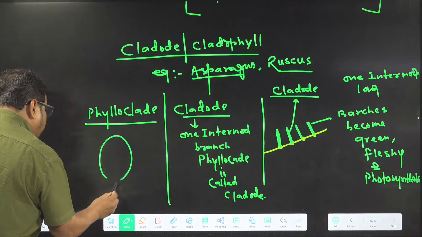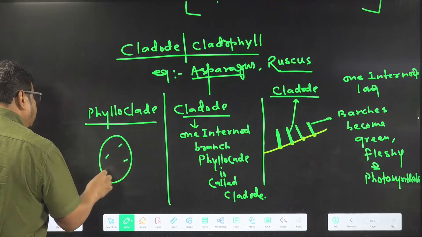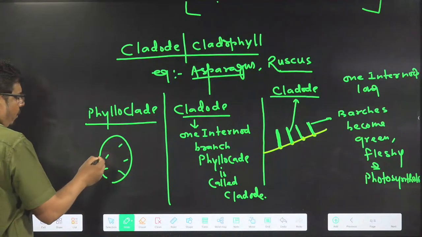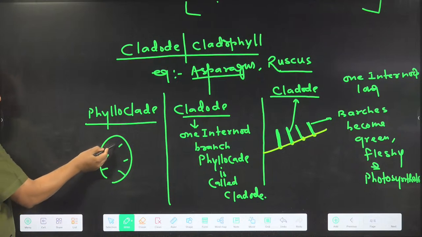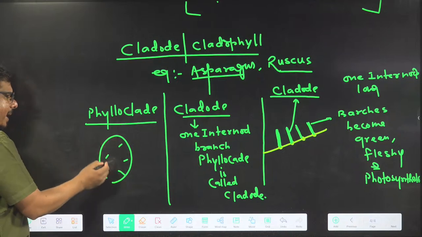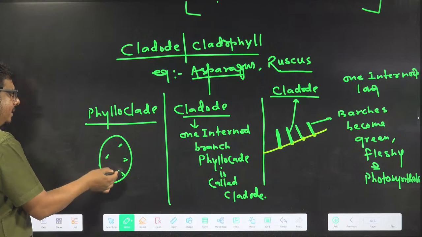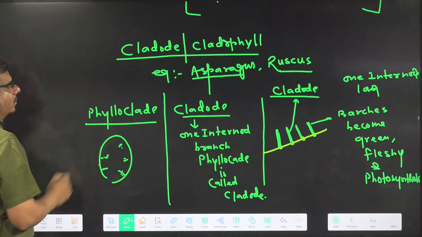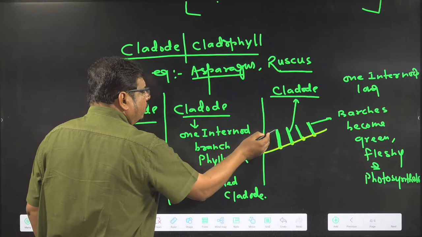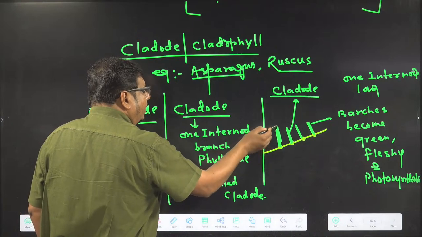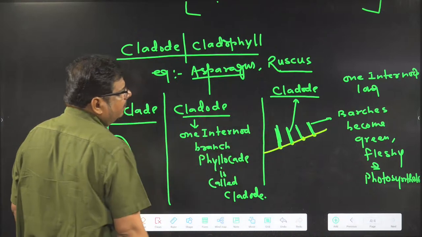I am drawing a phylloclade here. Here it is what? Nodes. So all part is green. The stem has many nodes and internodes, and many nodes and internodes become green in the case of phylloclade. Here in the case of cladode, how many? Only one internode long part becomes green.